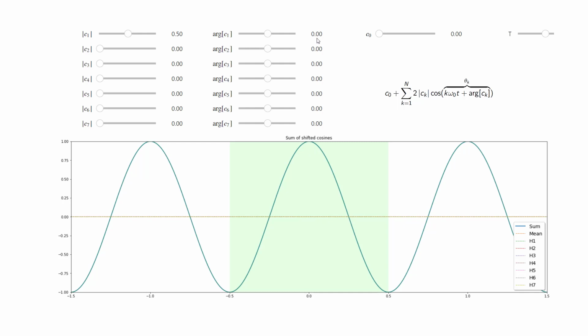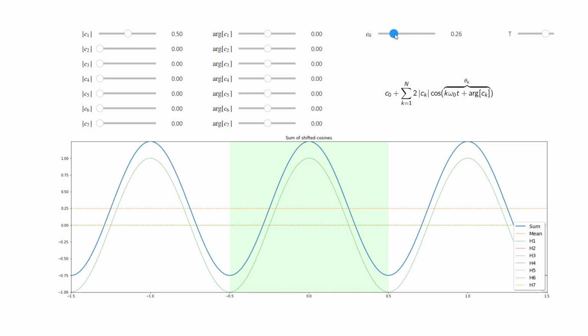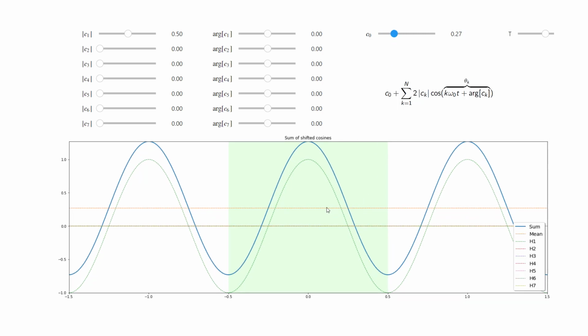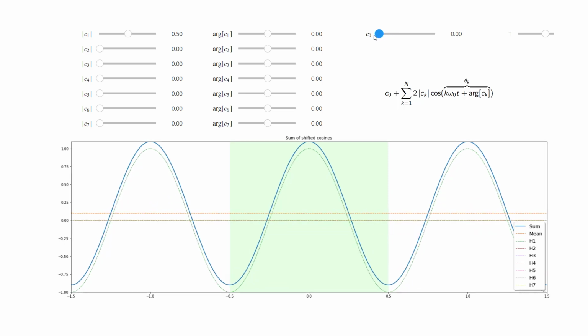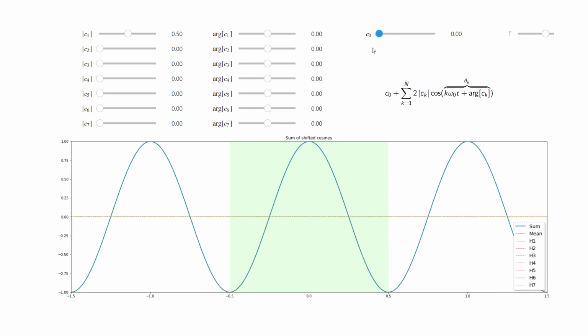of C1 is 0. You also have the coefficient C0 that allows you to shift the signal, as you can see, right? So here you have the mean, here you have the original harmonic 1 or fundamental cosine, and you can see that the sum will just shift the signal. In the sequel, we'll work with C0 equal to 0.